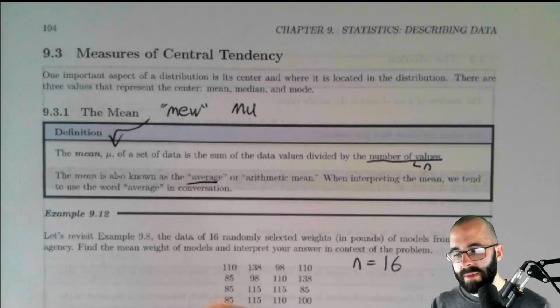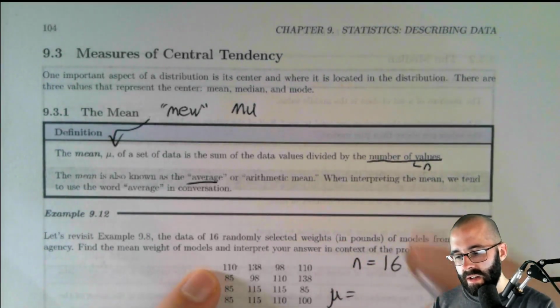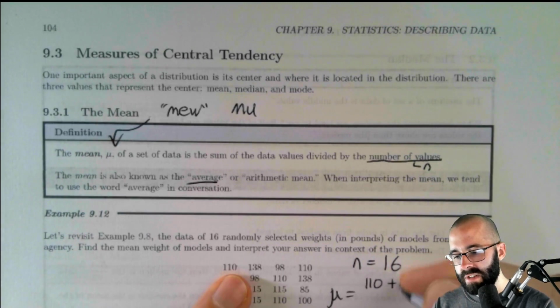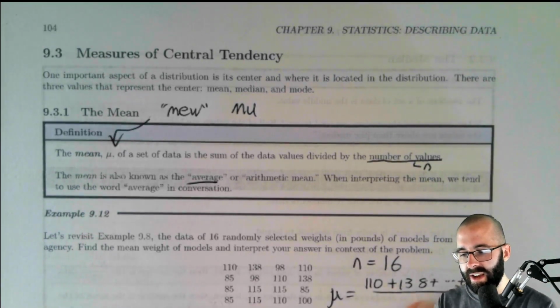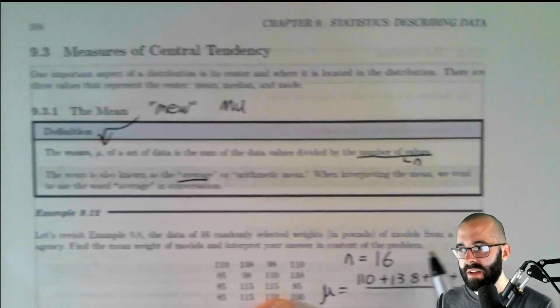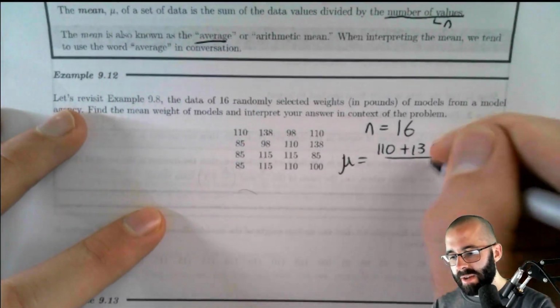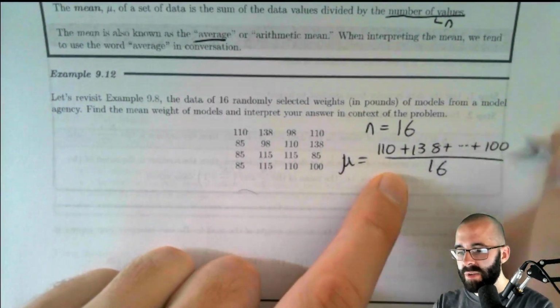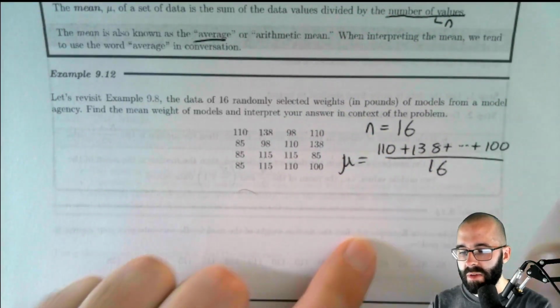So we're just going to add them all up. So mu, our mean, is going to be 110 plus 138 plus ... We're just adding them all up. And then I skip to the last one if my head doesn't block it. All right. And then divided by n, which is 16. So type all of these into a calculator, add them all up, and be very careful that you're dividing the whole thing by n.